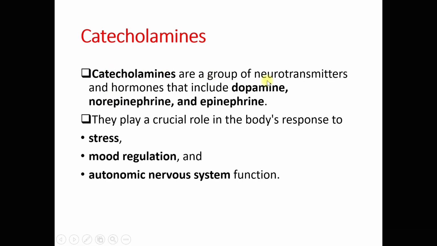Catecholamines are a group of neurotransmitters and hormones that include dopamine, norepinephrine, and epinephrine. They play a crucial role in the body's response to stress, mood regulation, and autonomic nervous system function. So disturbances in the levels of catecholamines in our body result in altered levels of stress, mood, and autonomic nervous system function.